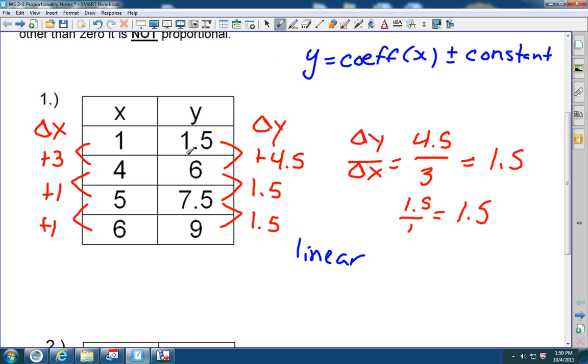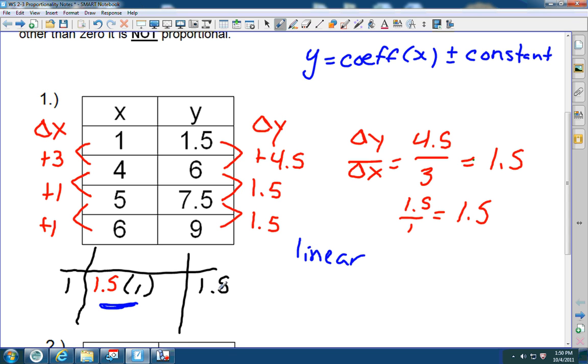Now you need to find out if it's proportional. There's not a whole lot of room, so I'm going to expand my table out. Let me just get 1 and 1.5. Well, my coefficient is 1.5. 1.5 times 1, you multiply these two together, it gives me 1.5. So my equation would be y equals 1.5x. Even though it's this right here, if I wanted to, I could add a 0. Because of the plus 0, it is proportional.